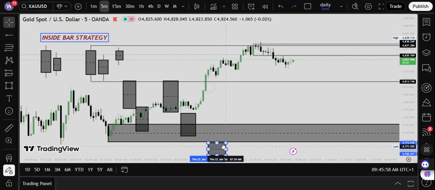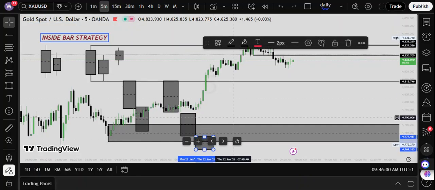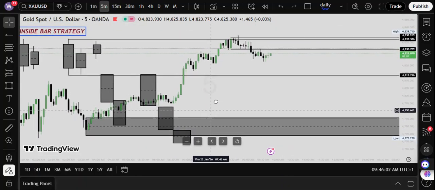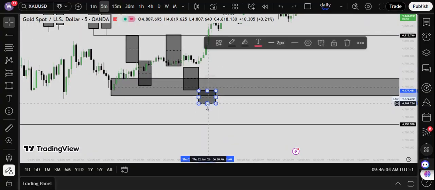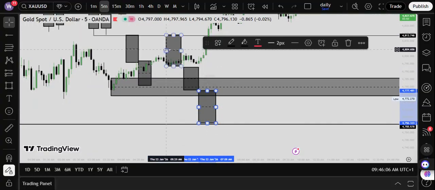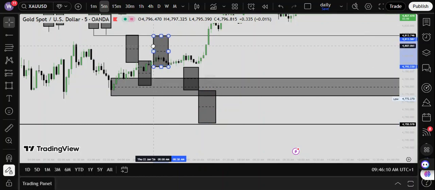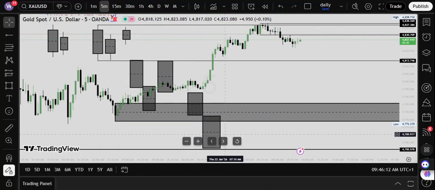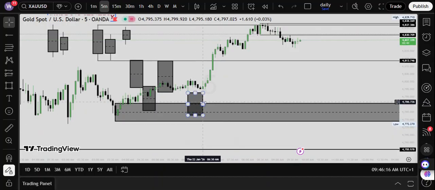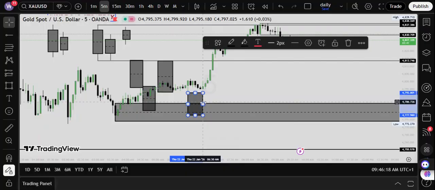So price will continue pushing downwards. So basically, that's how an inside bar operates, right? You want to take a screenshot so you can have something like this, and price will continue pulling downwards. So let's take all of that out and continue the explanation.